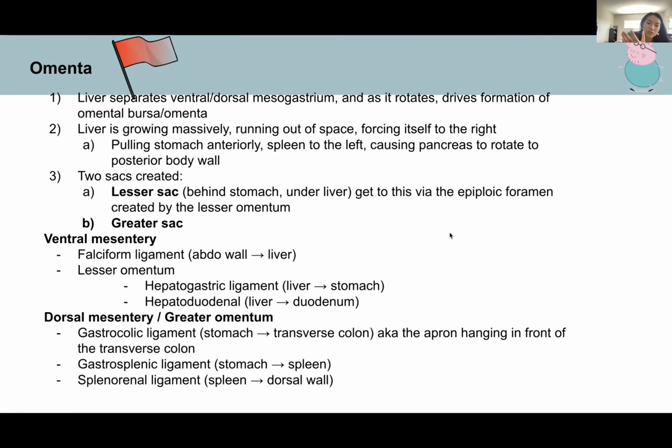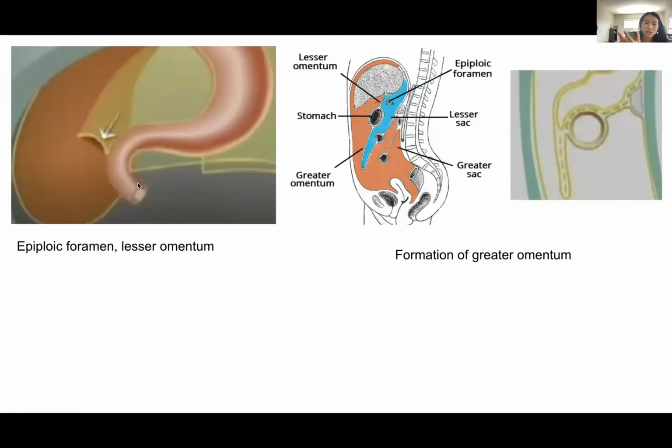I'll have a picture of it later. Let's see if I do have it here. Yeah, so here the lesser sac. Okay, so this is the liver here. This is the stomach. This is the lesser mesentery, lesser omentum, and then behind that, where the arrow is pointing, this little hole is called the epiploic foramen. And if you put your fingers in through that hole, then you would get to the lesser sac.